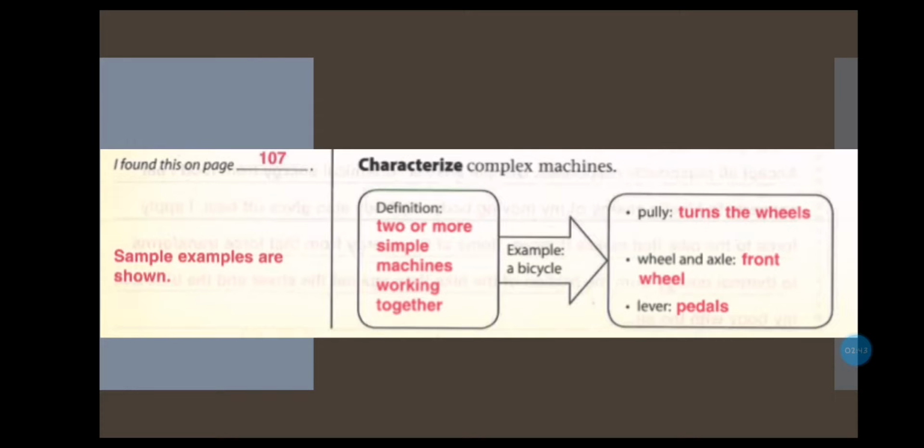Example, a bicycle. First, you have the pulley. There's a missing E in here. It turns the wheel. This is the first one. Wheel and axle, it's the front wheel. And lever, the pedals. So these are 3 simple machines combined together that gets you a bicycle. The bicycle is a complex machine made out of 2 or more simple machines working together.